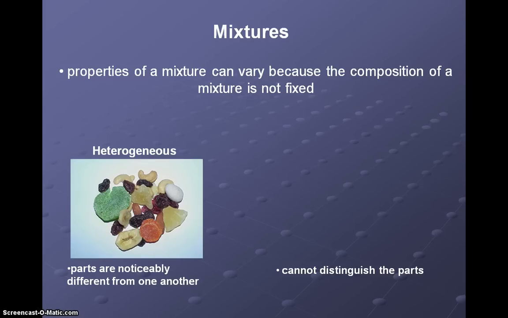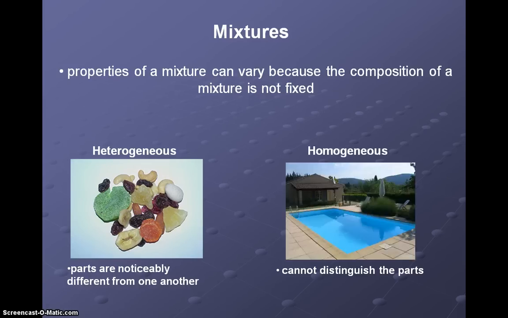So we then divide mixtures into 2 different types. There are heterogeneous mixtures. So hetero means different, right? So a heterogeneous mixture is one that you can see the parts and they're noticeably different from one another. So if you look at trail mix, you can distinguish the parts visually. You can see that there's raisins and nuts and dried fruit and so on.